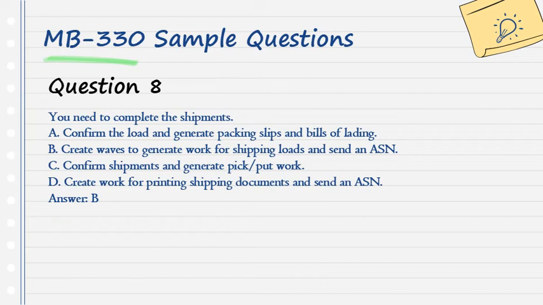Question 8. You need to complete the shipments. A. Confirm the load and generate packing slips and bills of lading. B. Create waves to generate work for shipping loads and send an ASN. C. Confirm shipments and generate pick/put work. D. Create work for printing shipping documents and send an ASN. Answer: B.